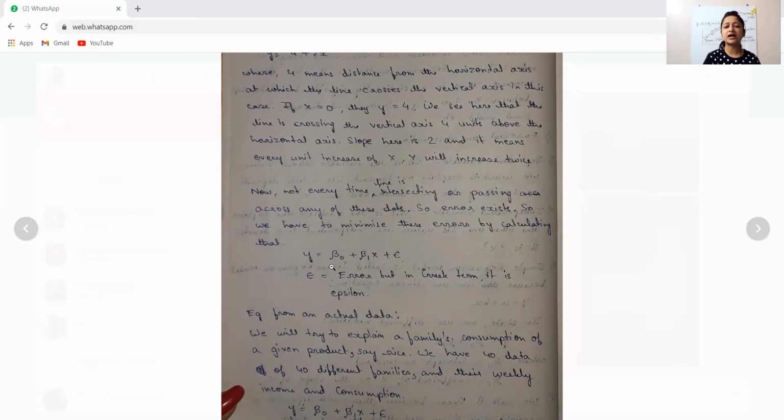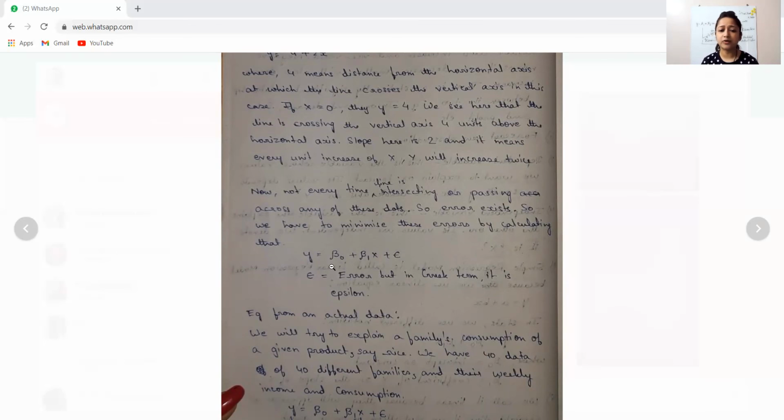So we have to minimize this error by calculating. Now, what is our main goal? What is our main objective? We know that we cannot remove error because error will exist. We can't remove error 100%. There will always be some error, but we can do one thing. We can minimize the error by studying econometrics.